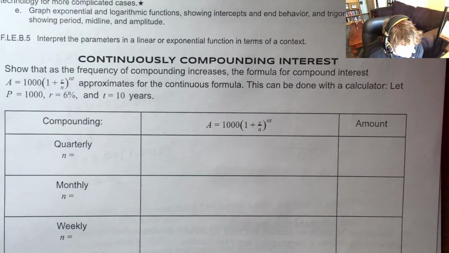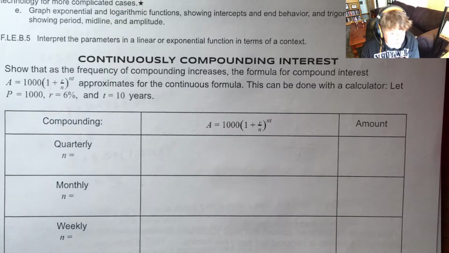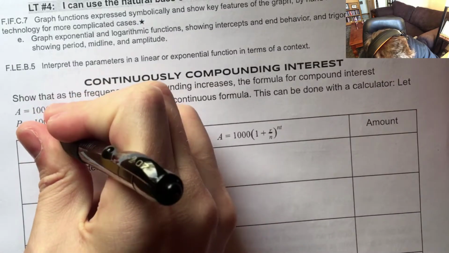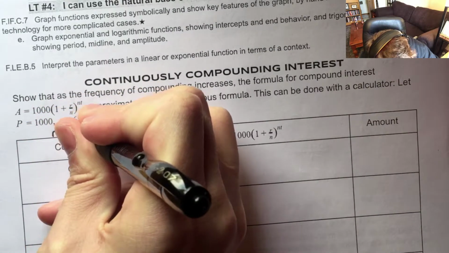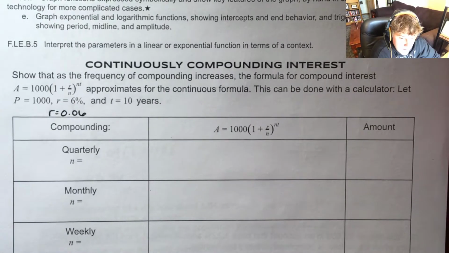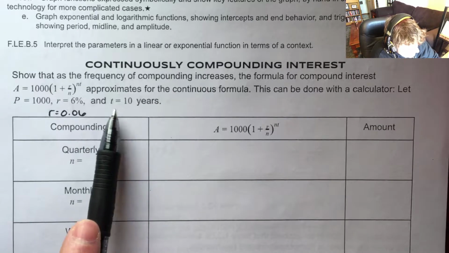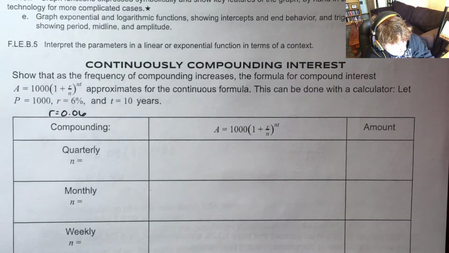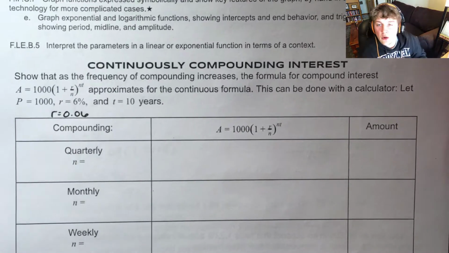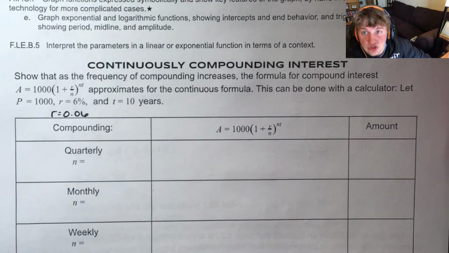The formula for compounding interest, A is equal to 1,000 times 1 plus r divided by n raised to the n times t power, approximates the continuous formula, which can be done with a calculator. We're going to let p equal 1,000, r equals 6%. So since r is 6%, that means r for me is going to be 0.06, that's 6% as a decimal, and t is 10 years. We're going to compound it a different amount of times in a year. So let's go ahead and try the first one.